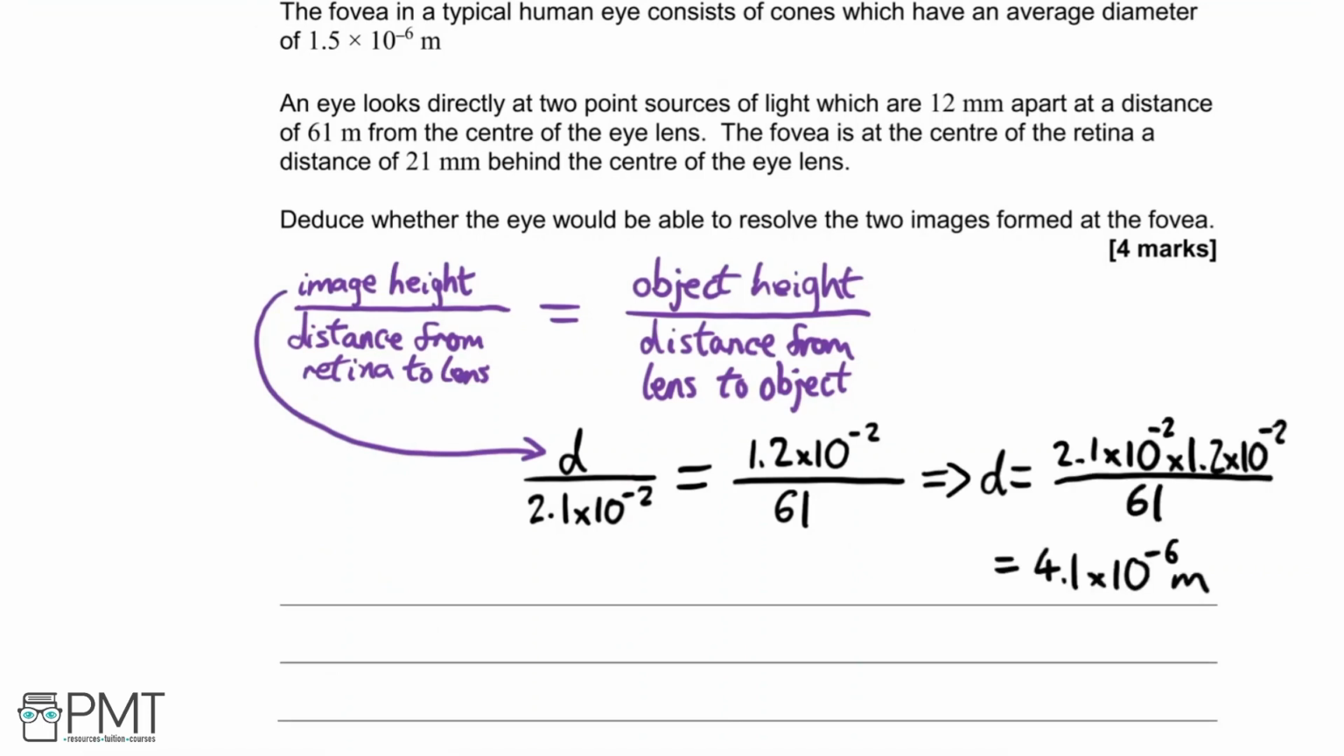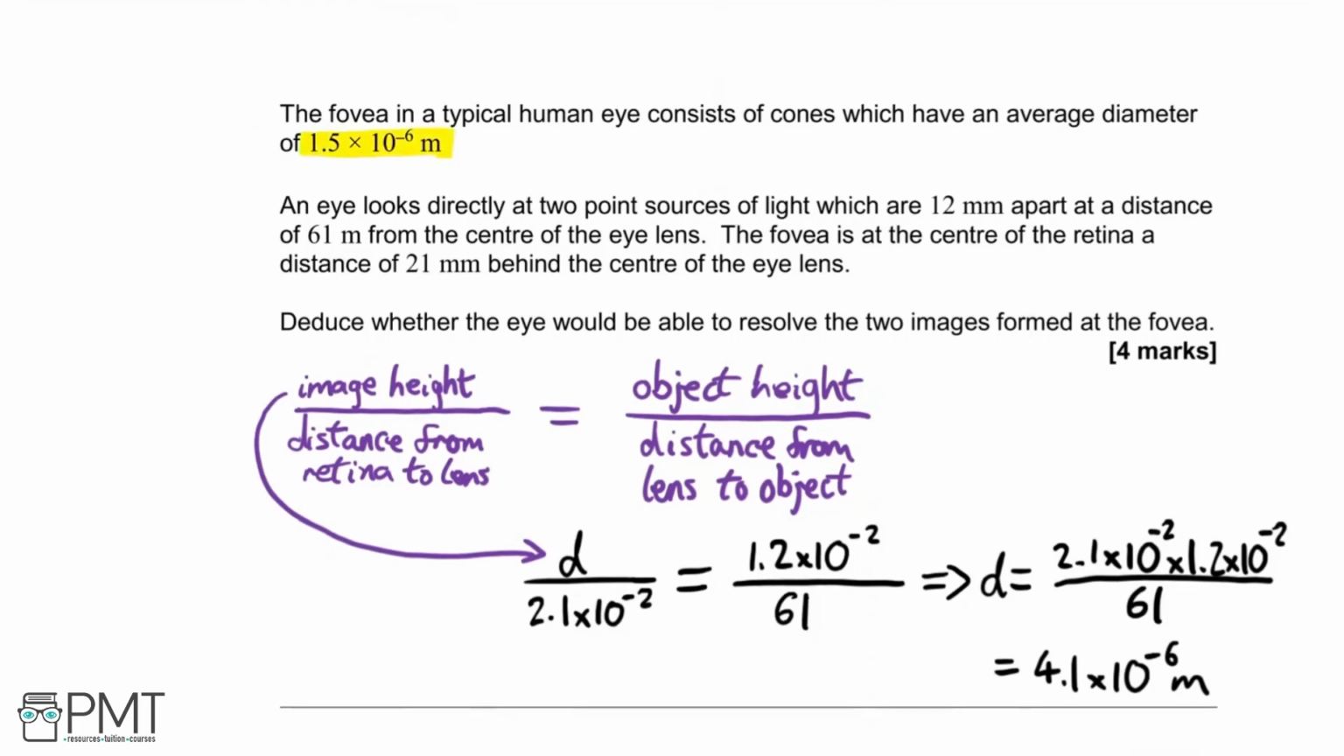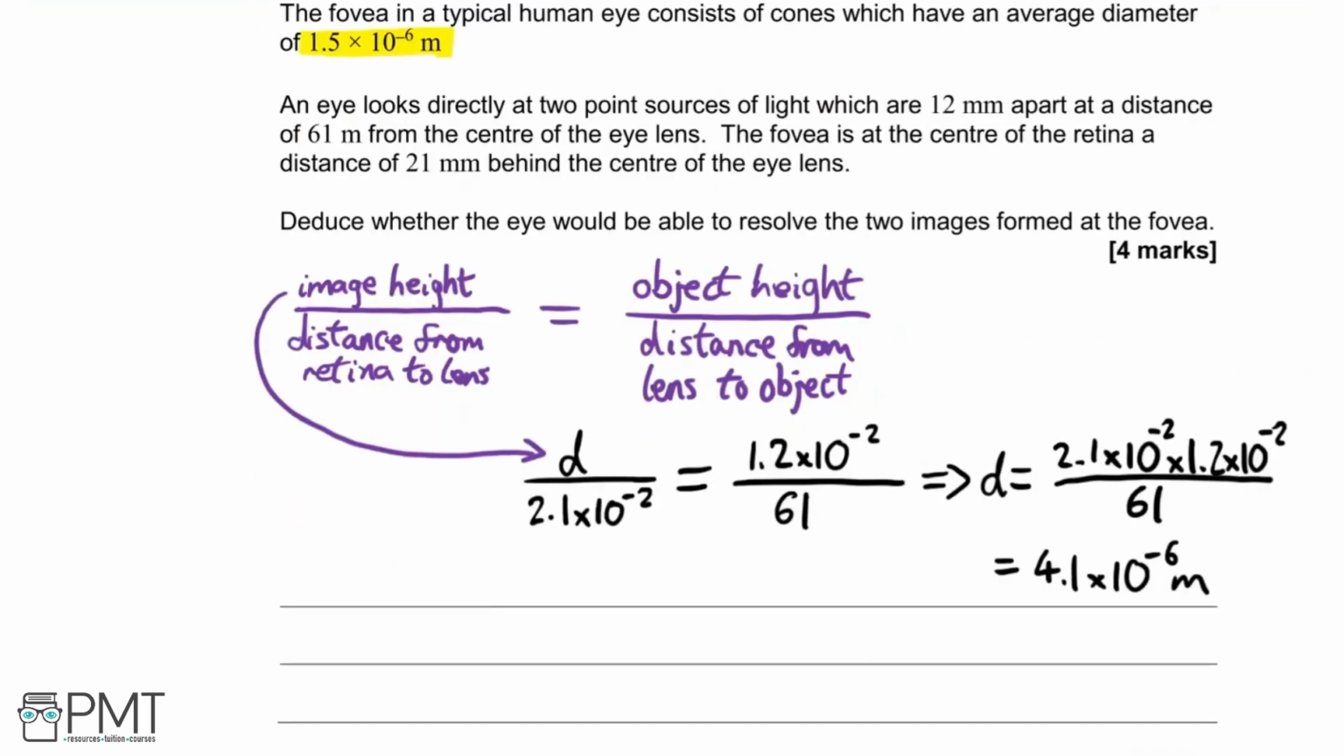Now the condition on which the eye can or can't resolve these 2-point sources is whether the images on the retina are more than 2 cell diameters apart. So we said before that the diameter of the cells, or the cones, is going to be 1.5 times 10 to the minus 6 meters. So we need to compare these two distances.